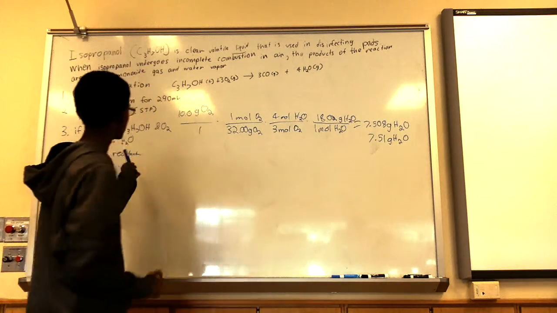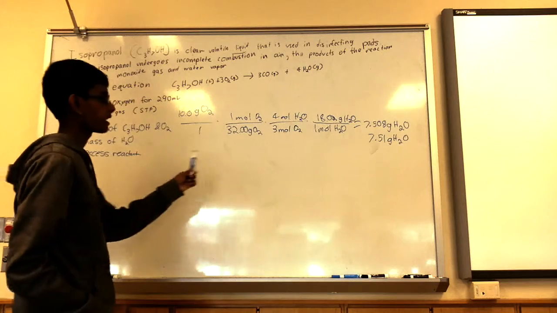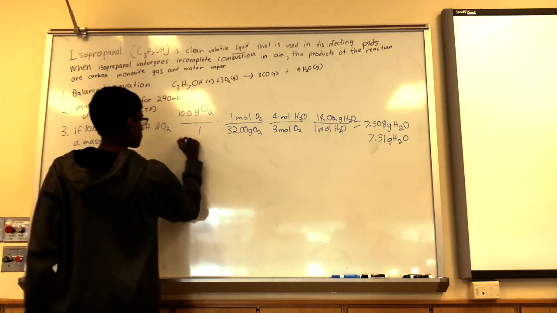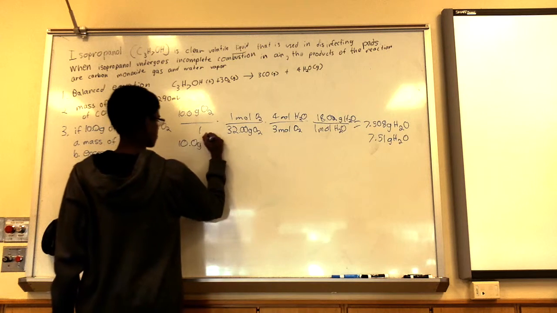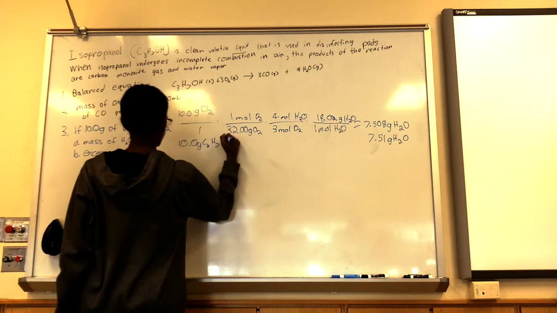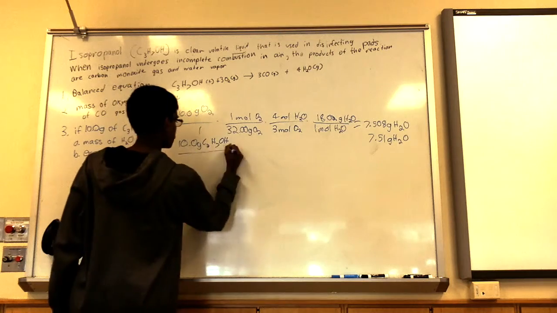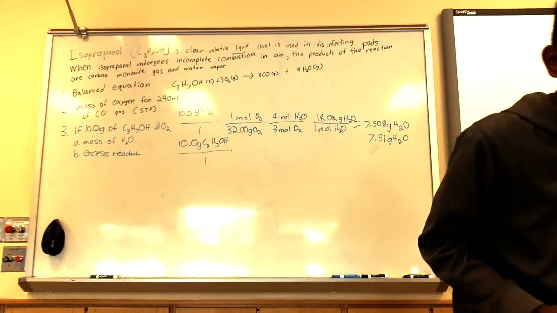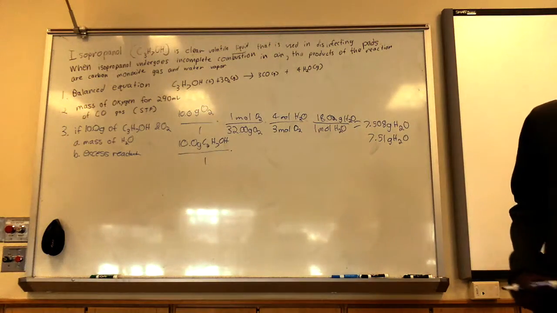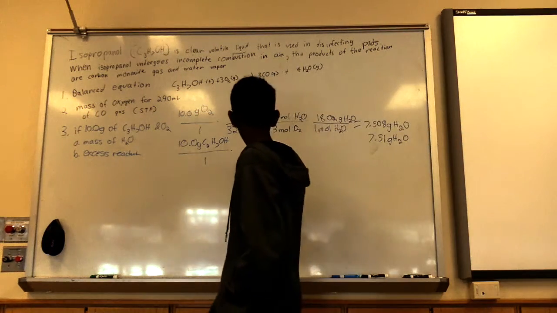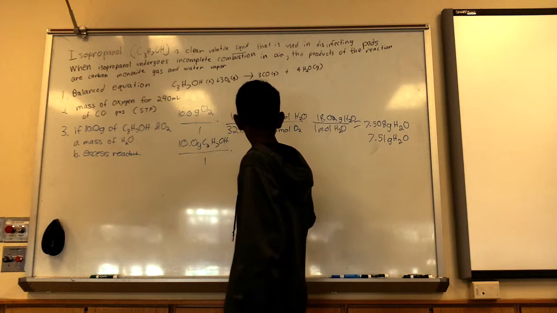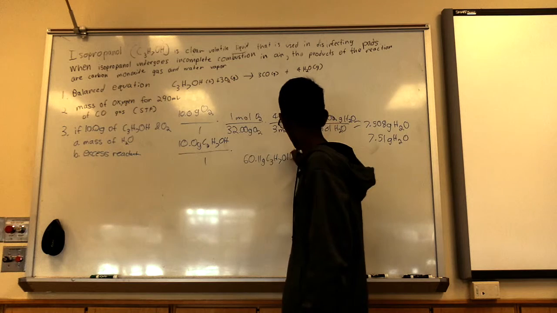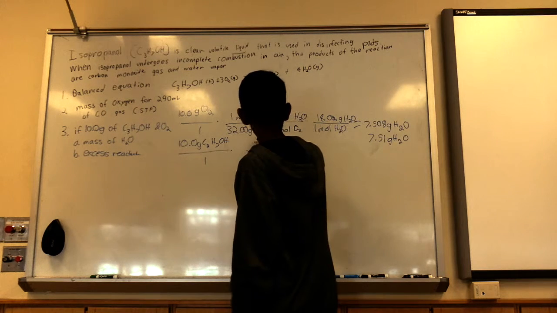Now we're going to move on to finding out how much water we can produce from 10 grams of isopropanol. So 10.0 grams of C3H7OH. So there are 60.11 grams of C3H7OH per 1 mole.